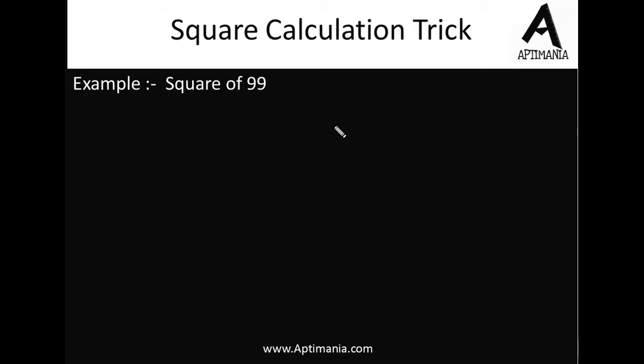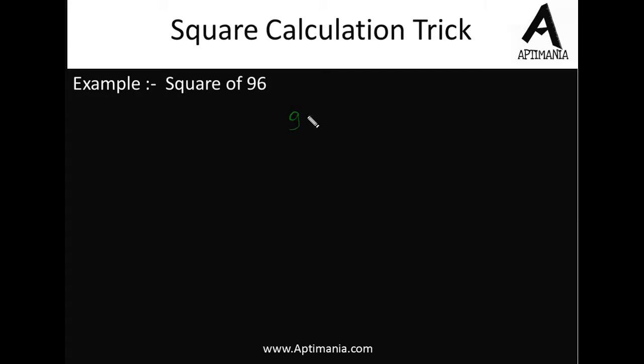Suppose we need to calculate the square of 99. Again, we'll take 100 as base. The difference of 99 from 100 is 1 only, and the square of 1 is 1. But here we need to take two digits. This is very important. So we'll write 1 as 01. And again, we'll subtract this 1 from 99. So 99 minus 1 is 98. So the answer to this question is 9801.